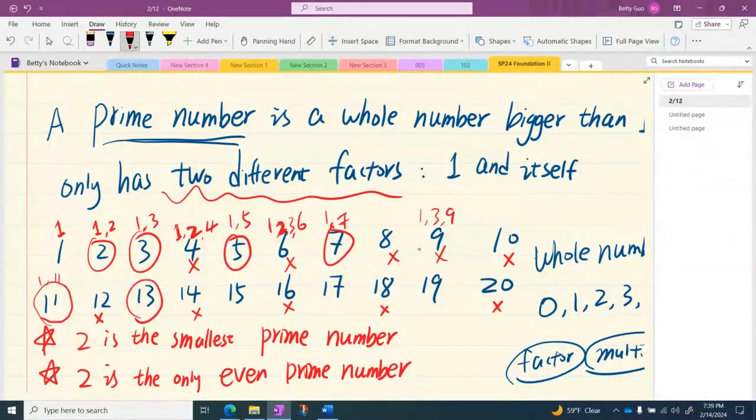What about 15? We did 15, right? 15 has 4 different factors. What about 17? Yeah, same method. You try. 1 is a factor. 2 doesn't work. You divide 17 by 3, you get a decimal. Divide by 4, you get a decimal. 5 the same. And so on, all the way to 17. So you can see that 17 only has 2 different factors, 1 and 17. 19 is the same. Okay?